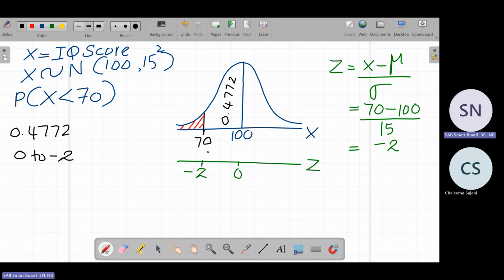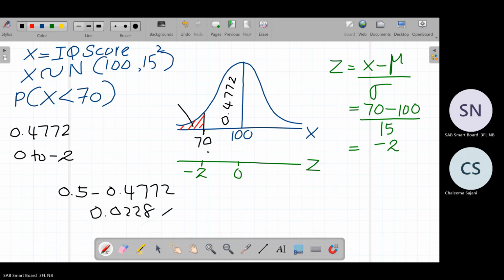But what does the question ask? You need to find this area. Now how do we find this area? 0.5 minus 0.4772. Why? We already know the total area is 1. This is a symmetric distribution. It means one part is 0.5. Then from 0 to this part is 0.5. Then we take the 0.5 and deduct this area. Then your answer is the probability that x is less than 70.